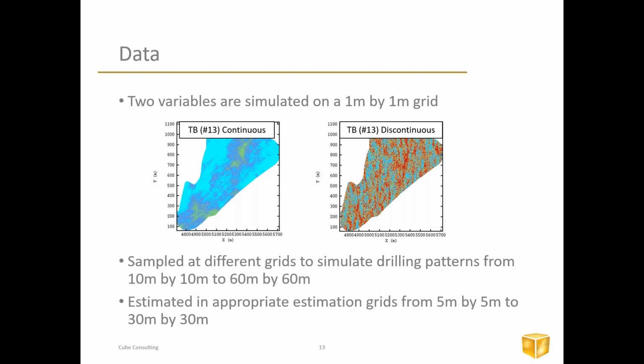So at the end of the day, on one block, I'm going to have 100 of each type: 100 nearest neighbor, 100 moving window average, 100 OK, 100 ID square, but also 100 true values, which are the turning bands. What I did is average all the simulated points that fall within the block, and that will give you your true block grade.